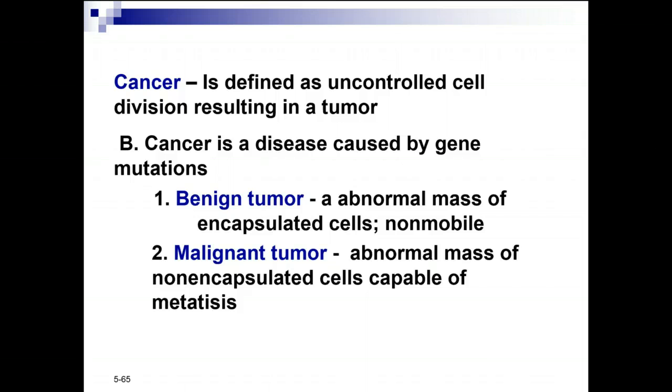When cells initially mutate in certain genes, leading to uncontrolled cell division, two possible types of tumors can occur. A benign tumor, which is an abnormal mass of encapsulated cells and non-mobile, or a malignant tumor, an abnormal mass of non-encapsulated cells capable of metastasis. Benign tumors do not move from their original location, whereas with malignant tumors, the cells can break off and migrate to other parts of the body, setting up new tumors.